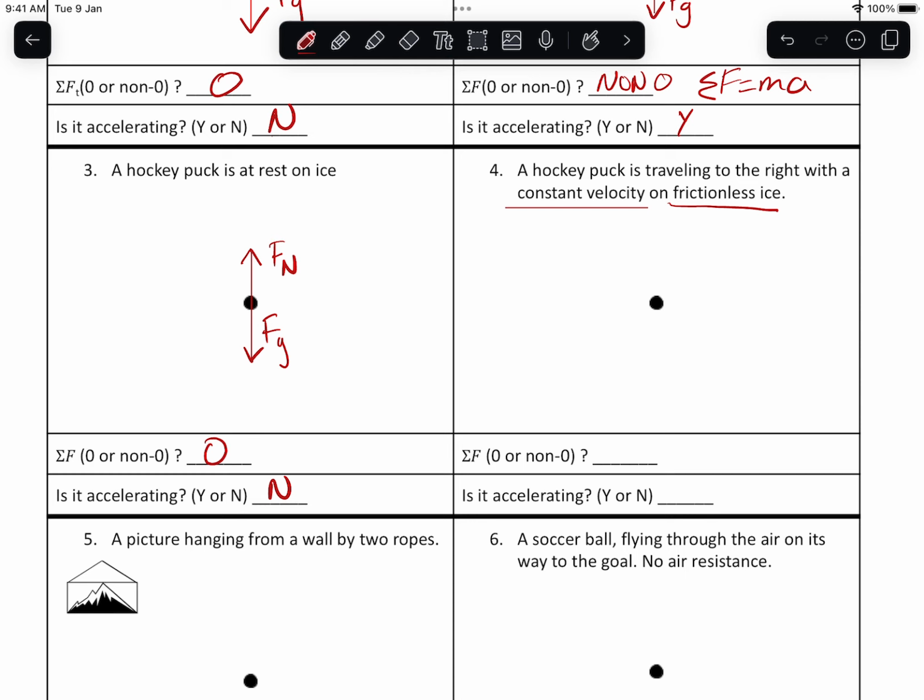A hockey puck is traveling to the right with a constant velocity on frictionless ice. Let's see. Well, it's still on Earth, so it has a force of gravity. Line that up in the center a little bit better. Force of gravity is down. Force normal is up. Hockey puck is traveling to the right with a constant velocity. Well, constant velocity means no acceleration, which means no net force, or no sum of all forces. So the sum of all forces are still equal to 0, even though it's moving. But it's moving at a constant velocity, so that means no acceleration. Is it accelerating? No. It's at a constant velocity.